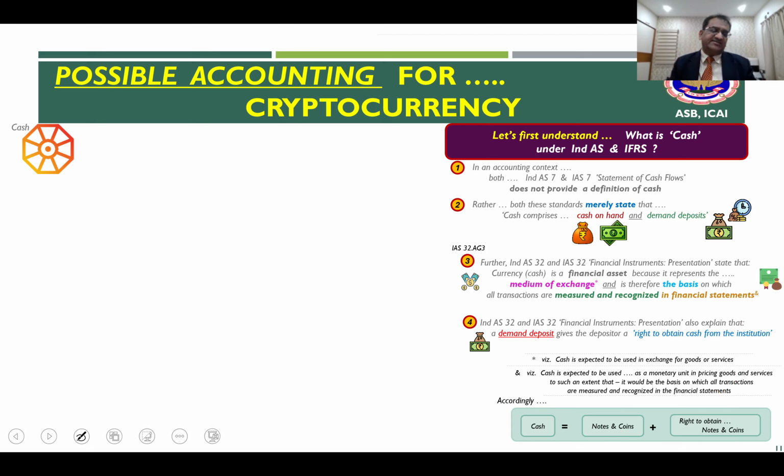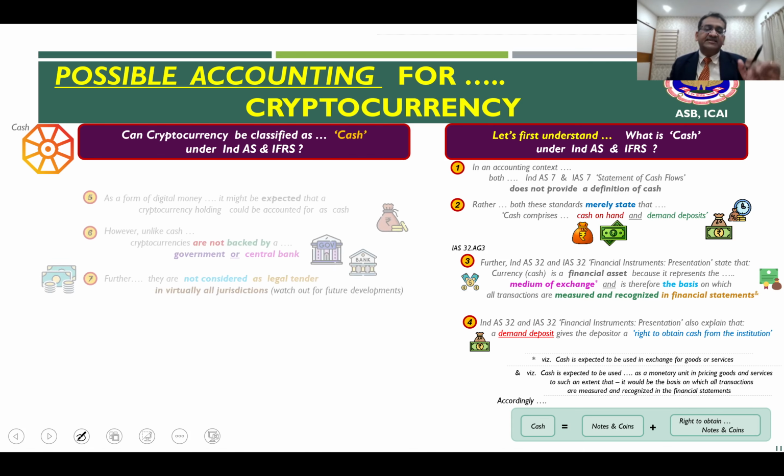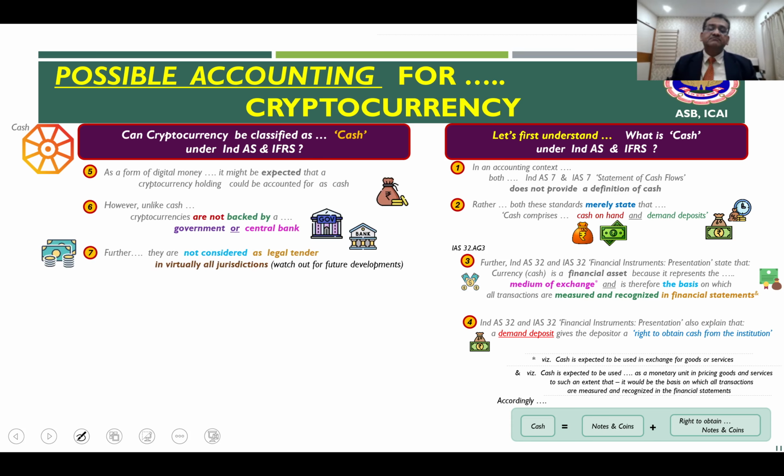Now we need to test whether cryptocurrency stands the test of cash. Does it meet the test of cash given on the right hand side of the slide? Whether cryptocurrency meets these characteristics or definition of cash. Let's see this. As I mentioned earlier, as a form of digital money, Bitcoin and cryptocurrency are expected to be accounted for as cash. But the problem is these cryptocurrencies are not backed by, as I gave the features. That's why I said it is important to understand the features of this cryptocurrency.